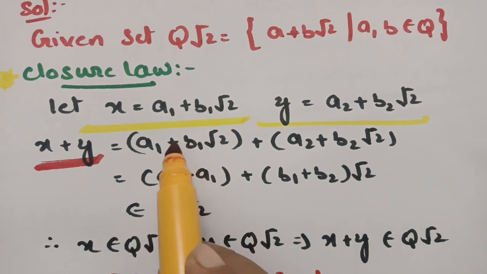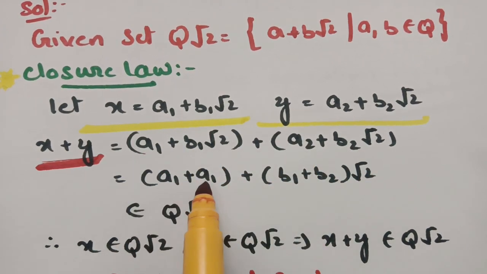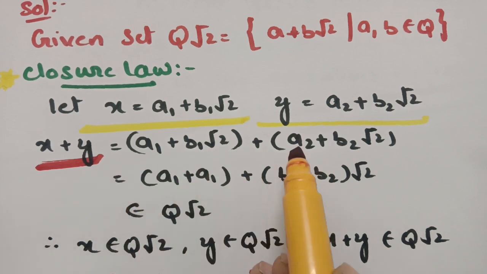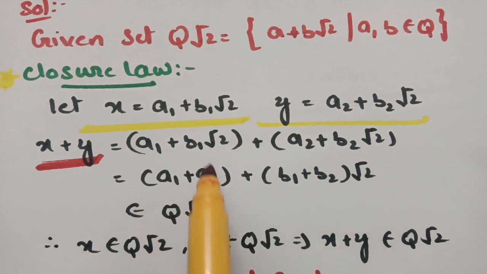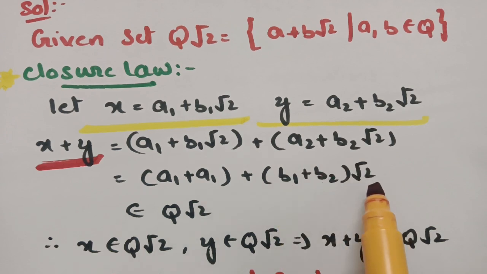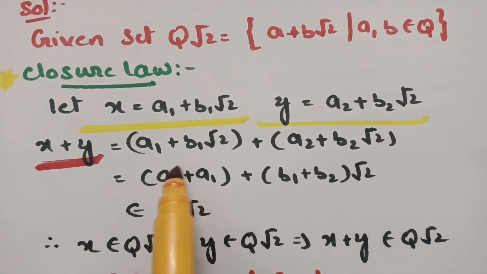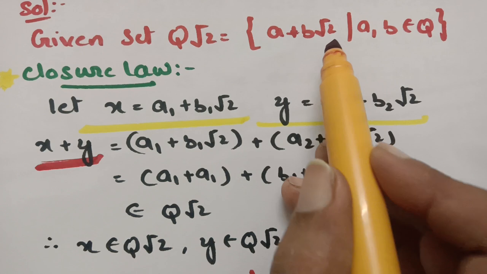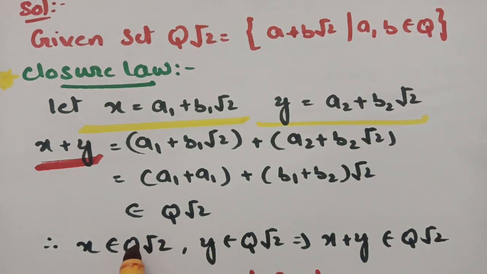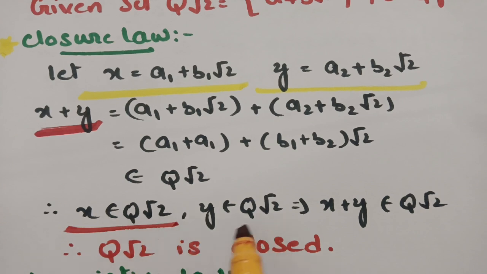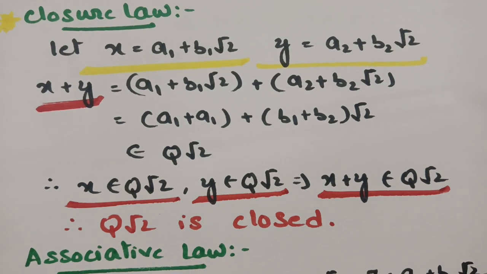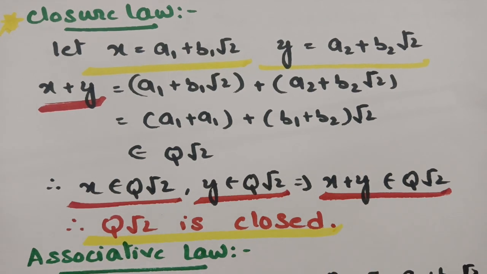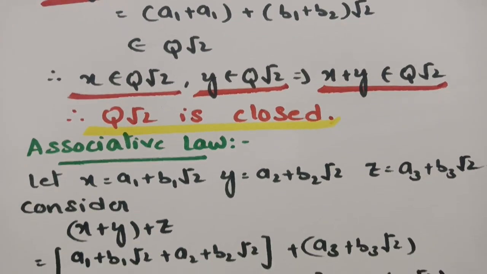If I add these two terms, see here A1 plus A2. If A1 is a rational number and A2 is a rational number, the addition is also a rational number. So this can be written as B1 plus B2 into root 2. If you consider this as a single element, this will be of the form A3 plus B3 root 2, which will be in the set Q root 2. Therefore, X I have taken from Q root 2, Y I have taken from Q root 2, and the addition X plus Y also belongs to Q root 2, and therefore Q root 2 is closed under addition. Clear?